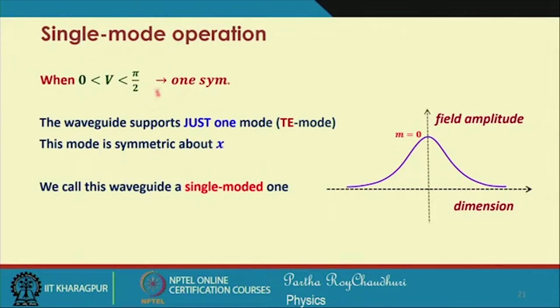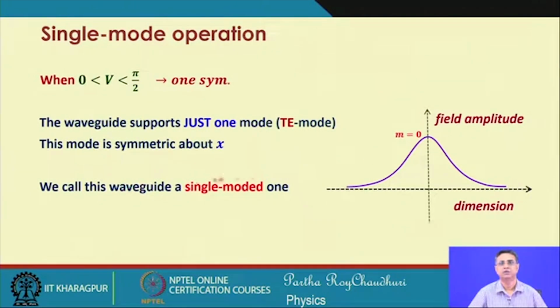For this regime of operation, when I choose the waveguide parameters in such a way, including the wavelength, such that the V number falls between 0 and pi by 2, then the structure will support only one mode, and that is the fundamental mode. Such a waveguide is called a single mode waveguide at that operating wavelength. You see that this mode will be symmetric about x. All the even modes, that is m equal to 0, 2, 4, etc., will be symmetric modes.